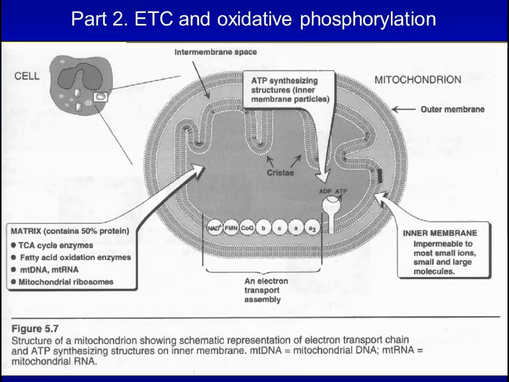First, let's look at the mitochondrial membranes. Here is the mitochondrial outer membrane, and this is mitochondrial inner membrane. Here are proteins involved in electron transport chain and oxidative phosphorylation. These proteins are located on the inner membrane of mitochondria.